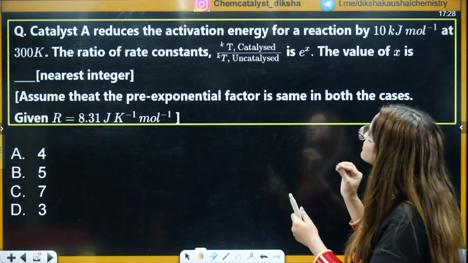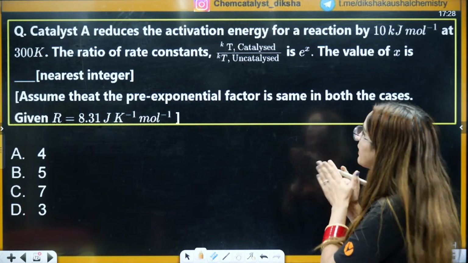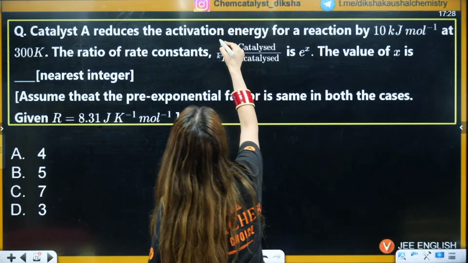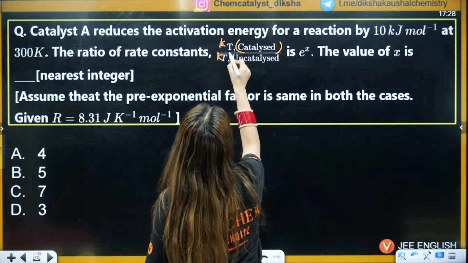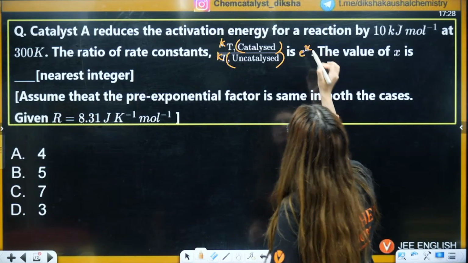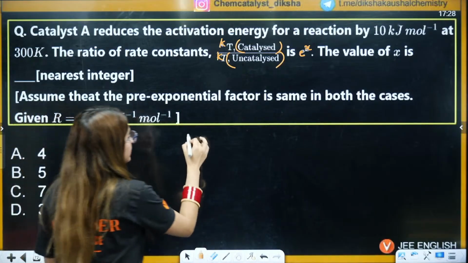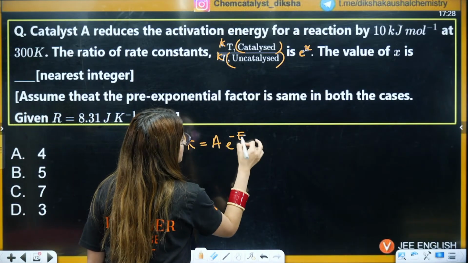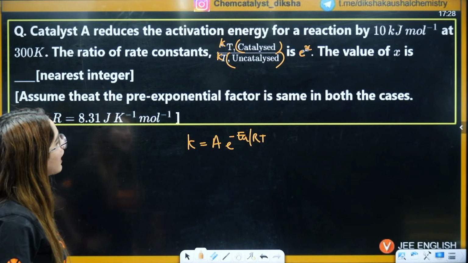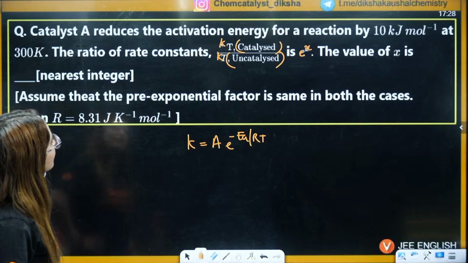Catalyst A reduces the activation energy for a reaction by 10 kilojoule per mole. The ratio of the rate constant with the catalyst to without the catalyst is e raised to power x. What is the value of x? Let us solve this, very simple. We know that K is equal to A e raised to power minus Ea by RT, right? So you need to solve the value of k, which is given in the form of an exponential only.